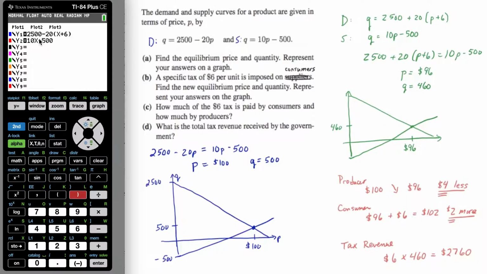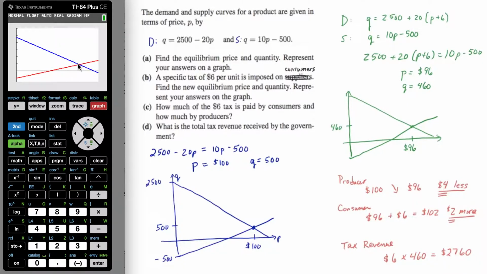And so now I have the new demand function, the supply curve, press graph, find the new point of intersection, second, and trace for calculate, option number 5 for intersect. The first curve, demand, second curve, supply, guess, and it locks in, and here I find the equilibrium price, X, to be $96, and the equilibrium quantity to be 460 units. That's what I have here in this graph.